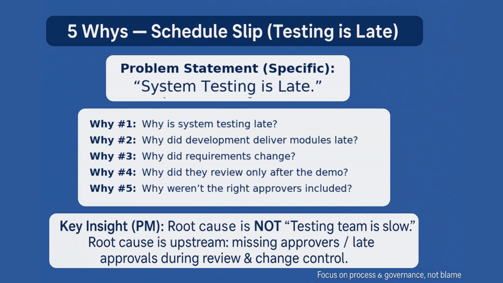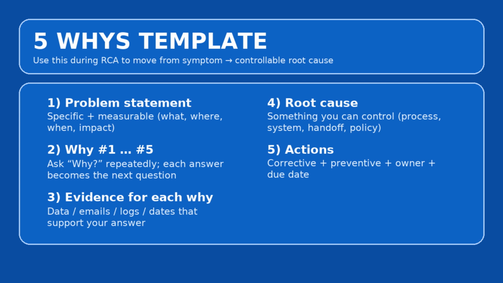Here's a simple 5 whys template. You start with the problem statement. The problem statement needs to be specific and measurable. Lock the problem to one clear fact so the team does not argue feelings. Write it like this: what is late, plus by how much, plus where, plus since when, plus impact. Let me repeat this. What is late and by how much and where and since when and the impact. Format could be: deliverable is 5 days late versus baseline as of today, impacting the particular milestone.